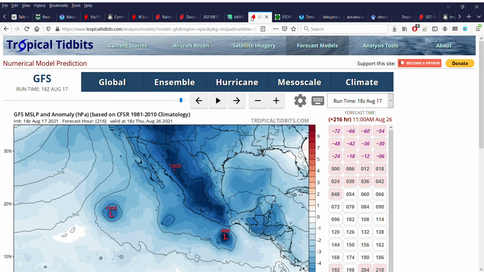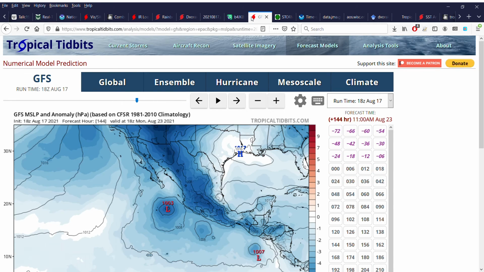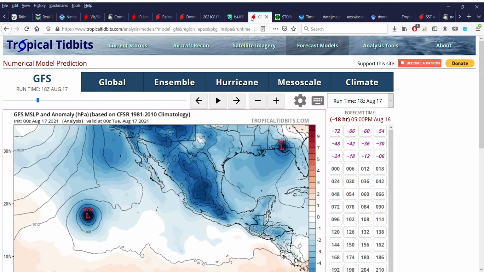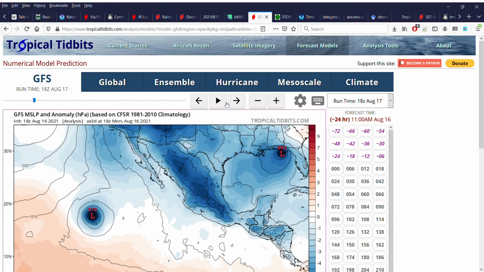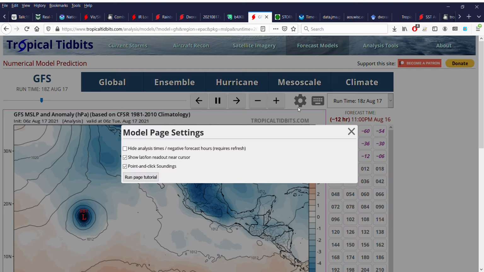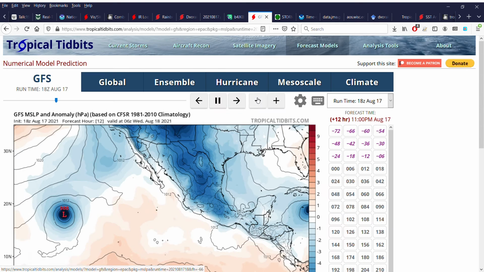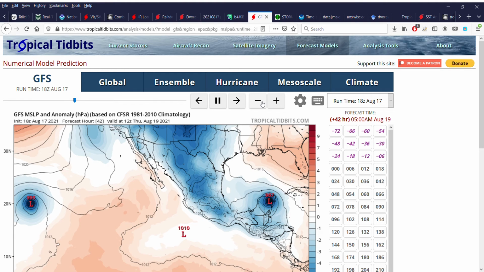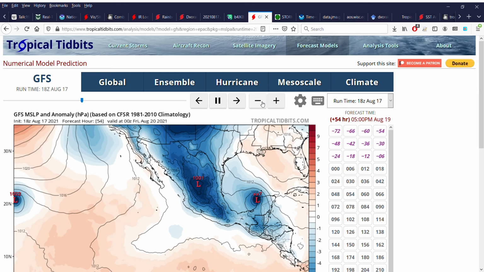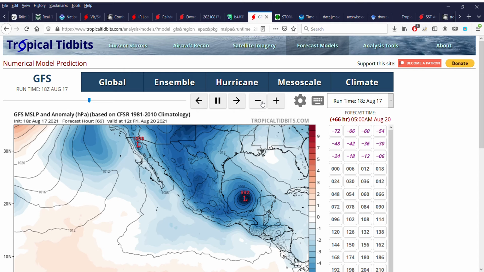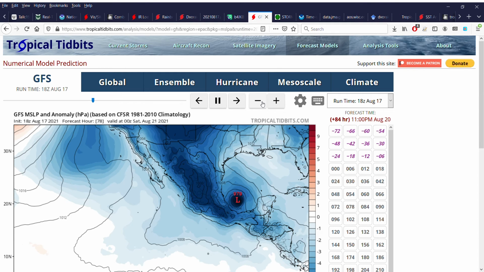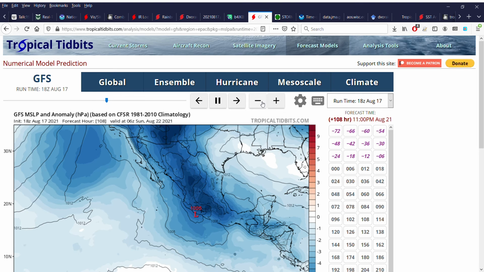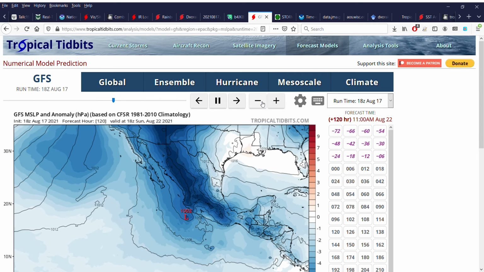Now taking a look at the GFS for a minute. The European doesn't really show anything. You can see that is Tropical Storm Grace. It's likely to become a hurricane before hitting the Yucatan, and potentially become a strong hurricane in the Bay of Campeche. I might give some details in my next video.